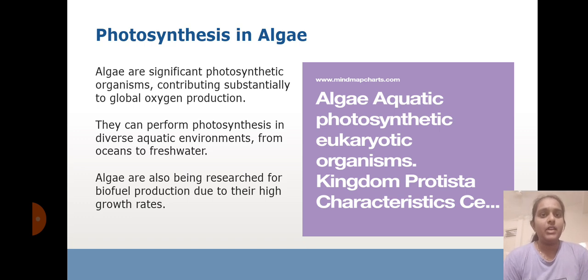Photosynthesis in algae. Algae are significant photosynthetic organisms contributing substantially to global oxygen production. They can perform photosynthesis in diverse aquatic environments from ocean to freshwater. Algae are also being researched for biofuel production due to their high growth rates.